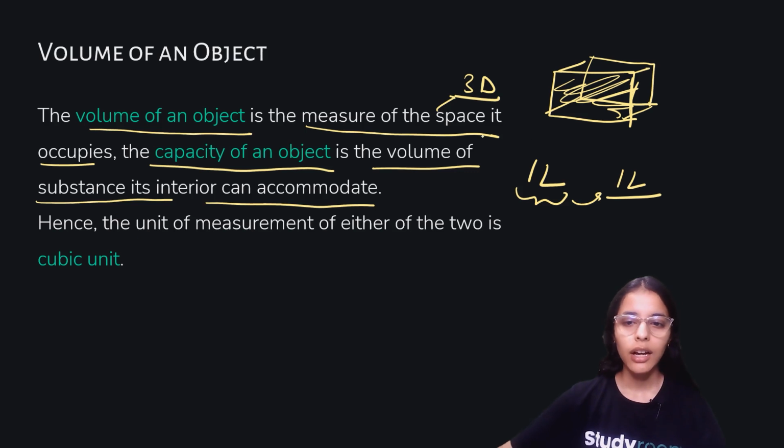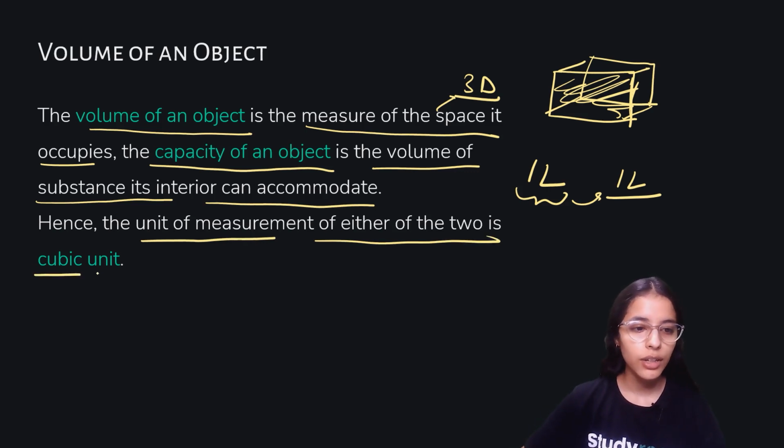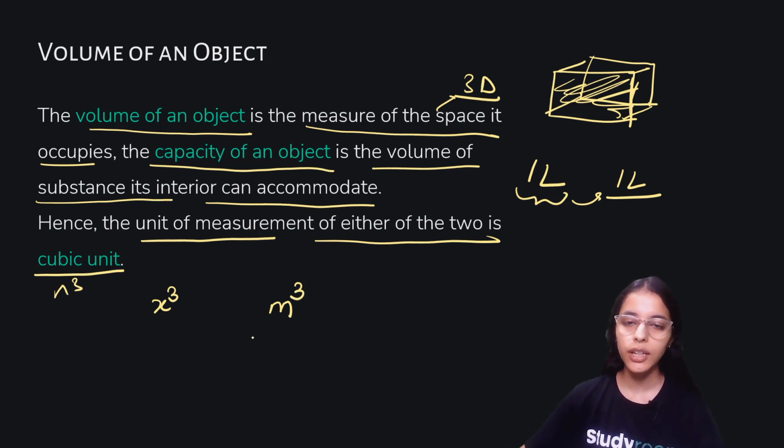And since both capacity and volume are equal, the unit of measurement of both is also the same, and that is cubic units. Cube here means raised to the power 3. So if, for example, x is our unit, then cubic unit means x cube. But here we already know that volume would be in units of length. So if our length unit is meter, then our unit of measurement would be meter cube.